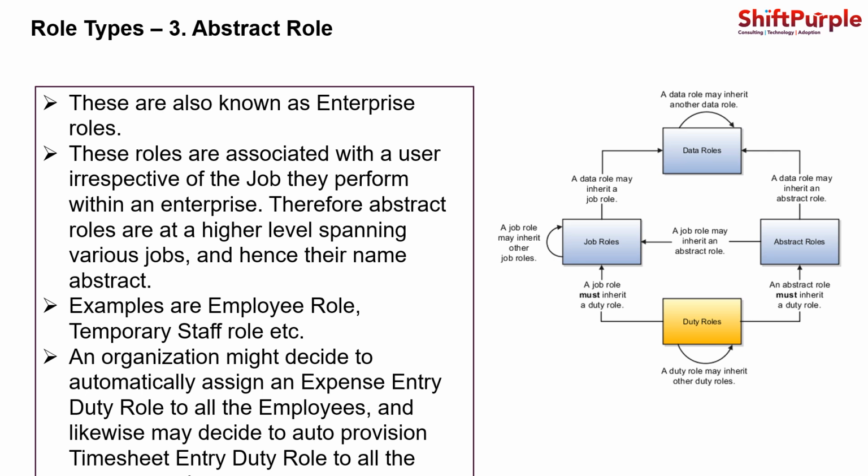An organization might decide to automatically assign an expense entry duty role to all employees, likewise may decide to auto provision timesheet entry duty role to all contract workers. Similar to job roles, the abstract roles are also referred to as external roles. So you can see data role, job role, abstract role, all are interlinked.